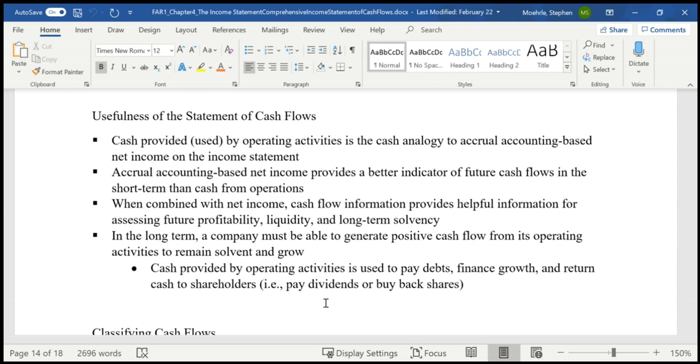In the long term, a company must be able to generate positive cash flow from its operating activities to remain solvent and to grow. Cash provided by operating activities can be used to pay debts, finance growth, or return cash to the shareholders in the form of dividends or the repurchase of their shares.